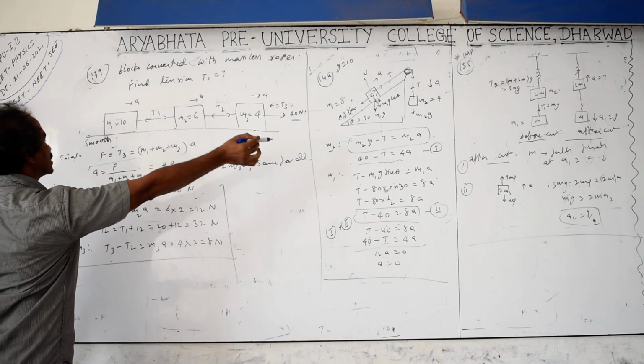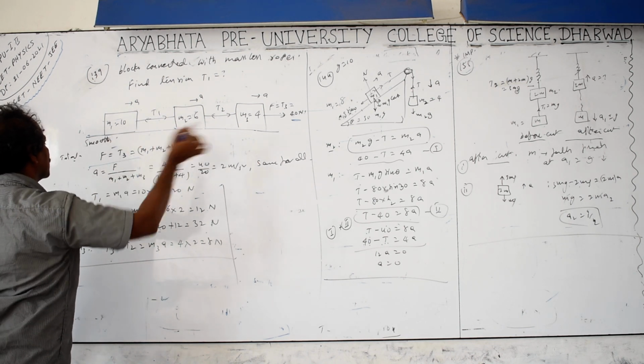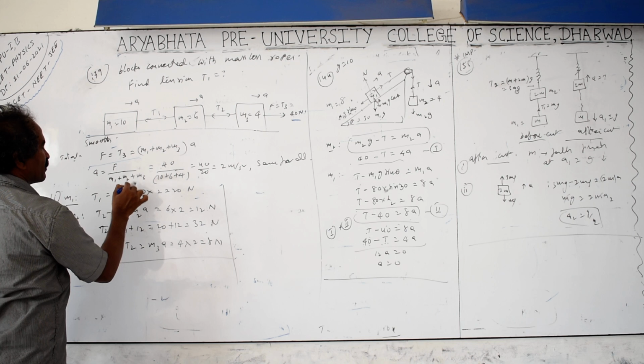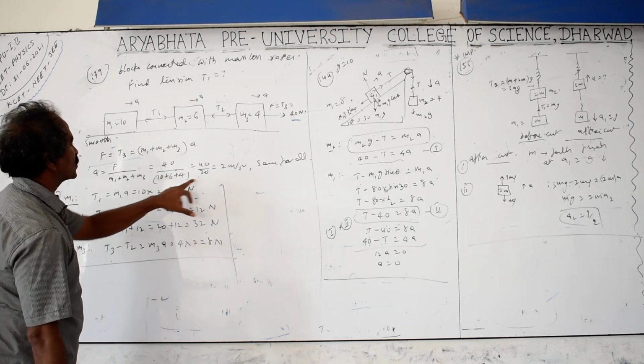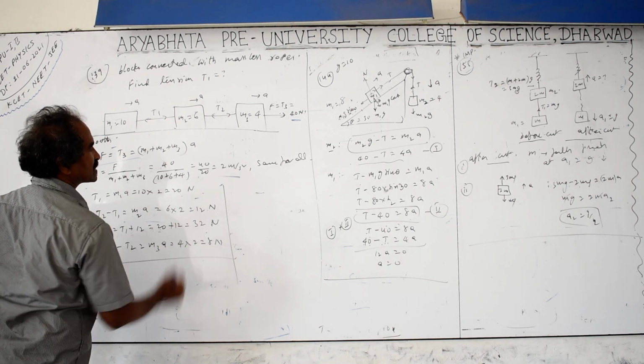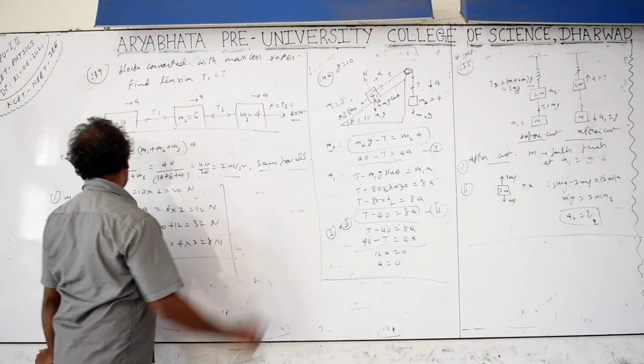All blocks are moving in the right-hand direction, so the acceleration is to the right in the diagram. Acceleration equals F divided by the total mass. F is 40 newtons, and the total mass is 10 plus 6 plus 4, which is 20. 40 divided by 20 is 2 meters per second squared, the acceleration, the same for all blocks.